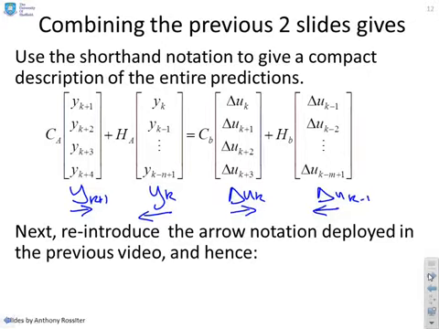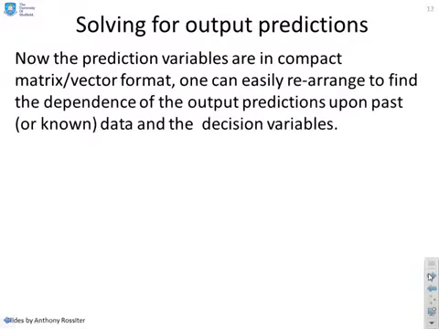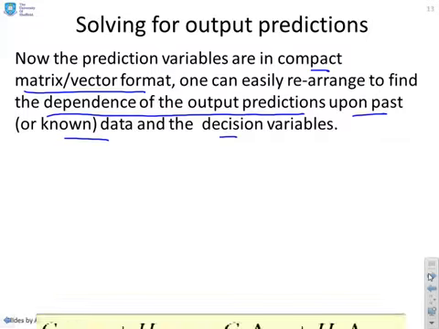So basically I can put a shorthand notation for the outputs and the inputs, and once I've done that, this is my overall expression, a very compact expression: CA times the output predictions plus HA times the past outputs equals CB times the future delta u's plus HB times the past delta u's. So finally now, I want to solve for the output predictions. Now that we've got all the predictions in a compact matrix vector format, we can easily rearrange this to find the dependence of the output predictions upon the past or known data and the decision variables.